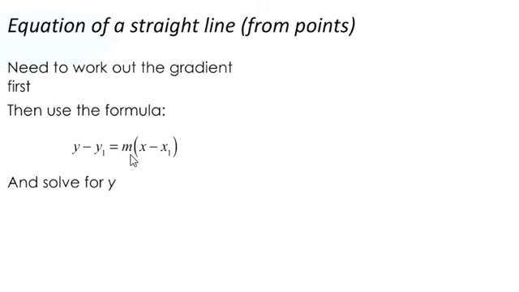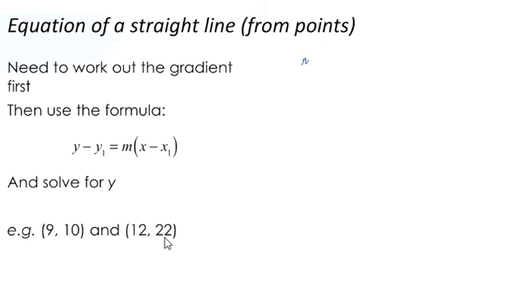So where y1 and x1 are from our points, the gradient is what we work out, and then the y and the x that we have in our final equation. So we're going to take these 2 points here, 9, 10, and 12, 22. Okay, first of all, let's work out our gradient.